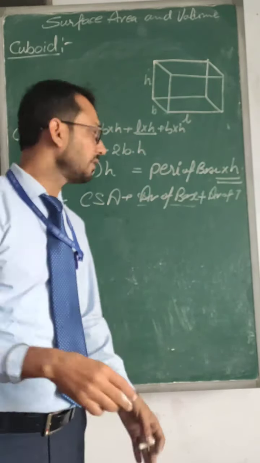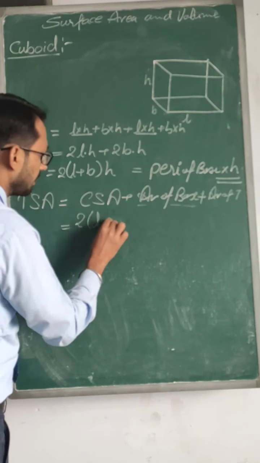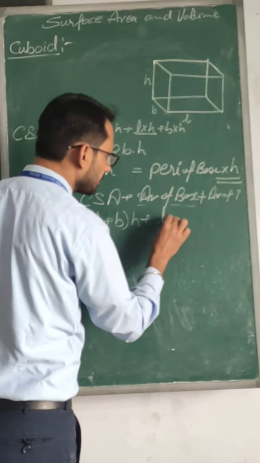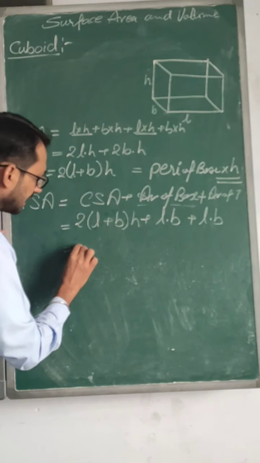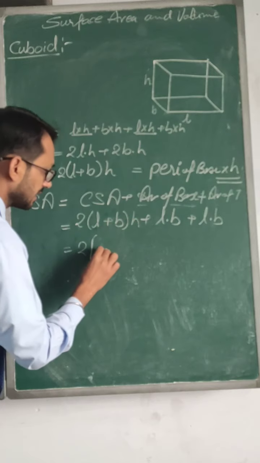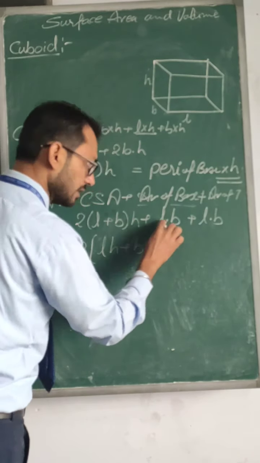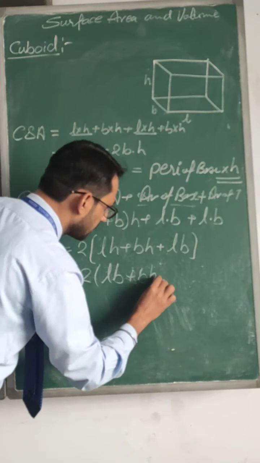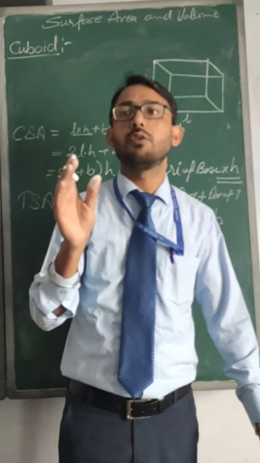So the curved surface area we have already written as 2(L plus B) into height H, plus area of base L into B plus L into B. I could also write it as 2, taking inside, LH plus BH plus this is also 2LB. Normally we used to learn it as 2(LB plus BH plus HL) is the total surface area or whole surface area of the cuboid.